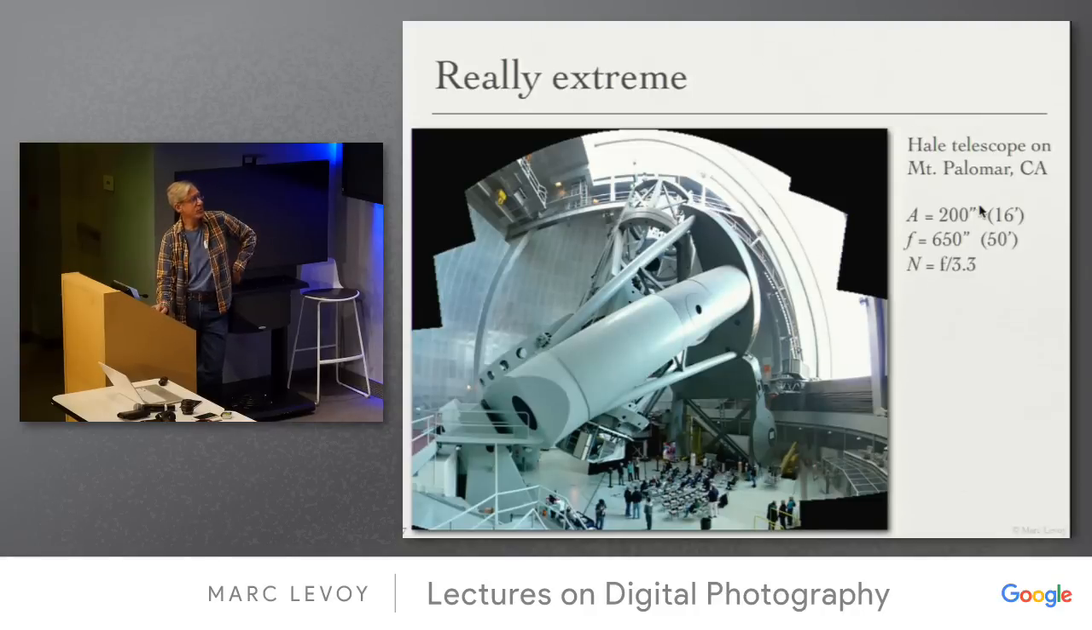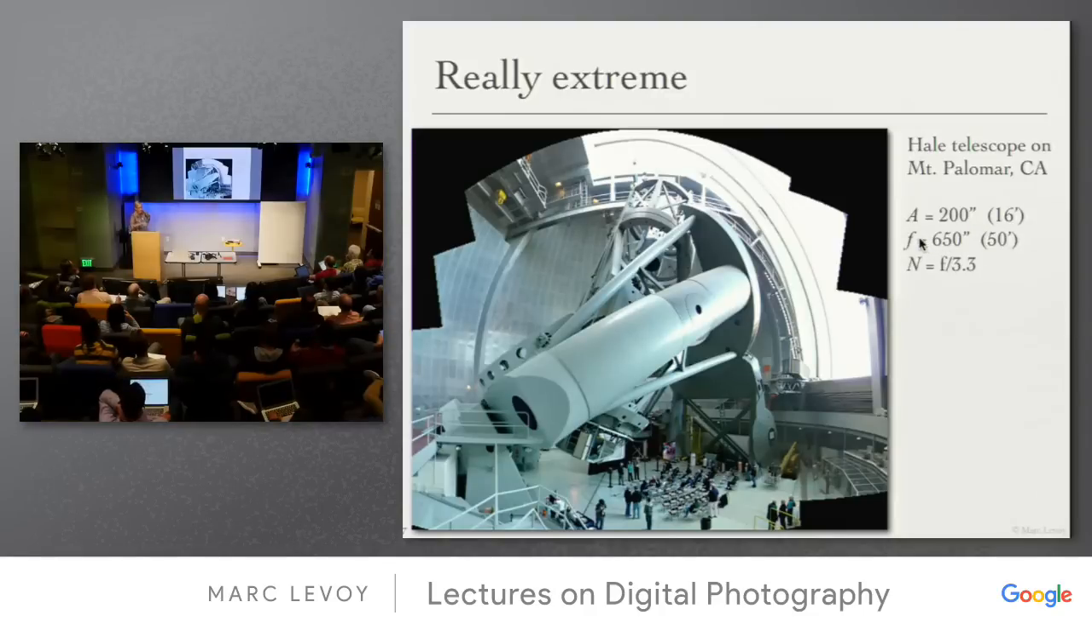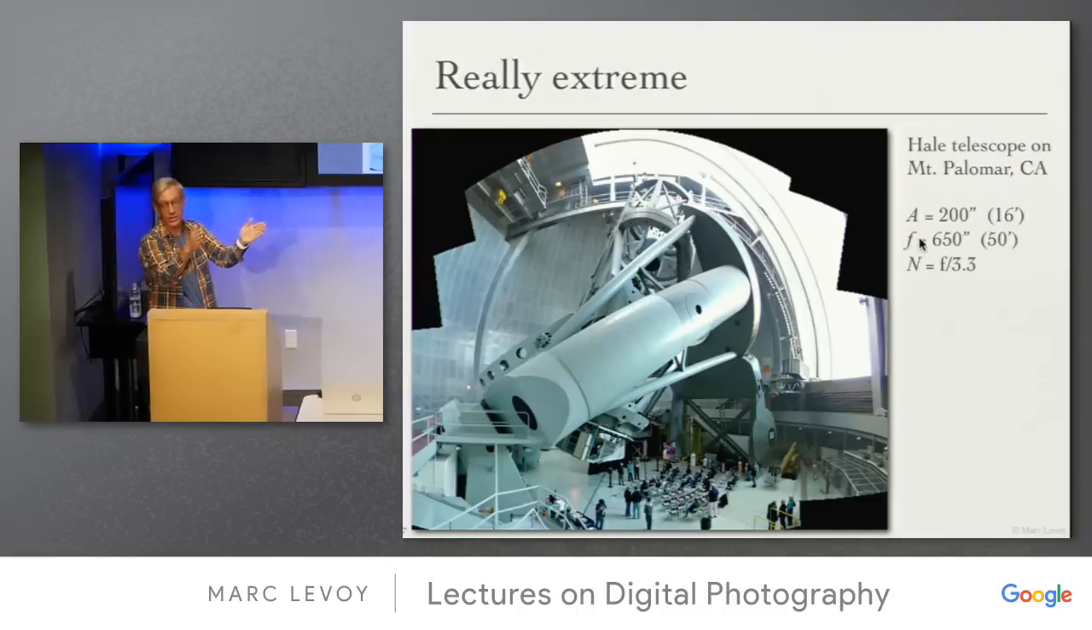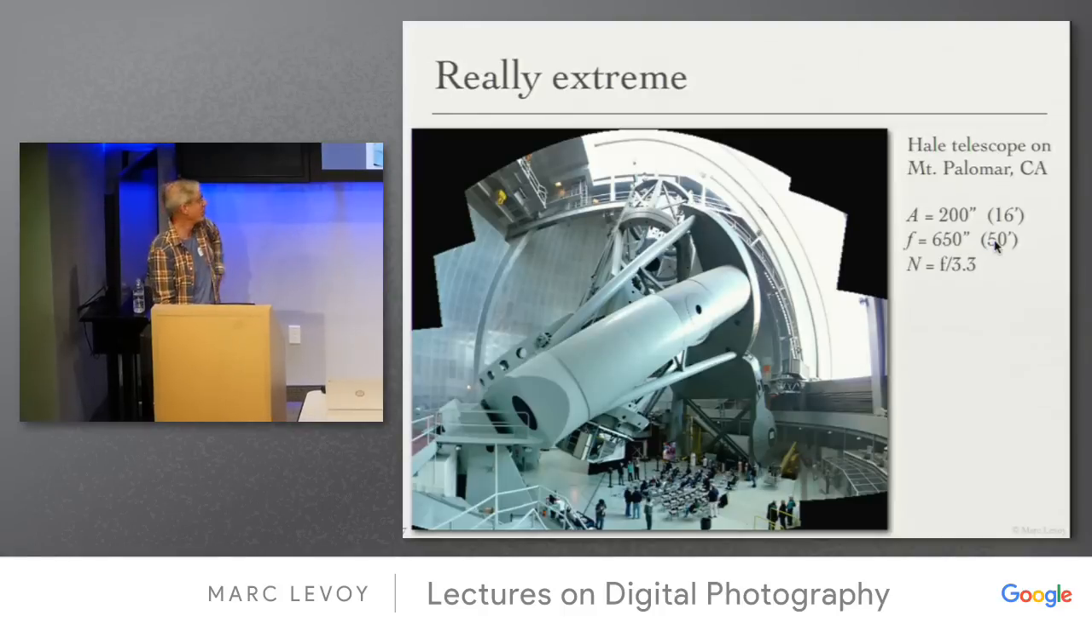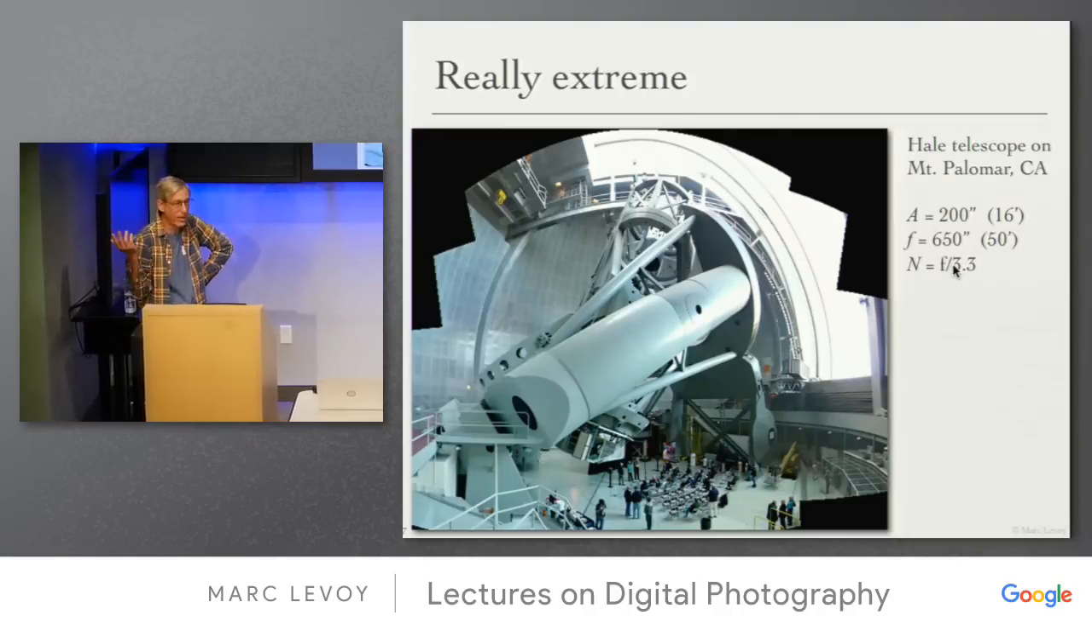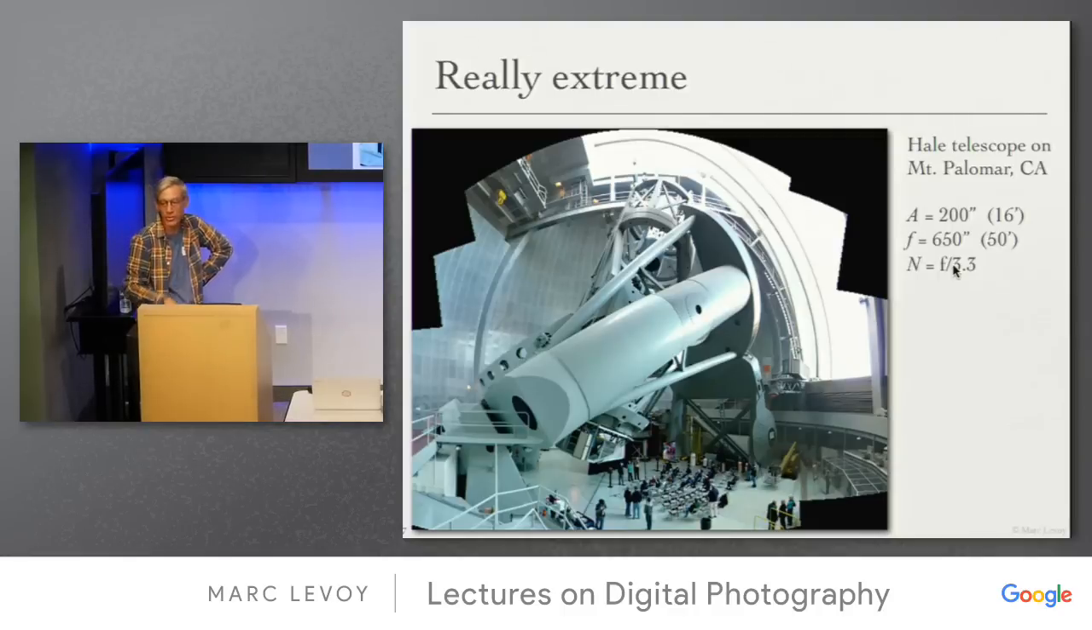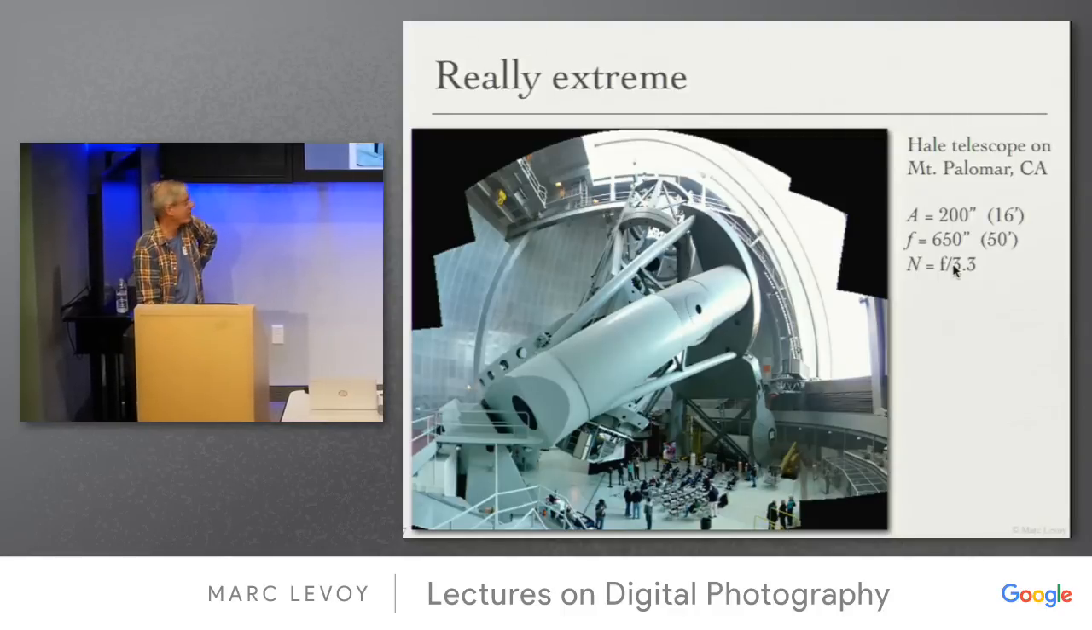All right, so A is 200 inches. F, the focal length. It's bounced through mirrors, but you can still compute the focal length. Rays that are parallel, like from the distant stars, will come together how far away from the beginning of the optical system? And the answer is 650 inches, or 50 feet. That's why the telescope's so big. And if you form the ratio F over A, you get 3.3. So this is just a fairly ordinary F number. It's an F3.3 lens, or optical system.